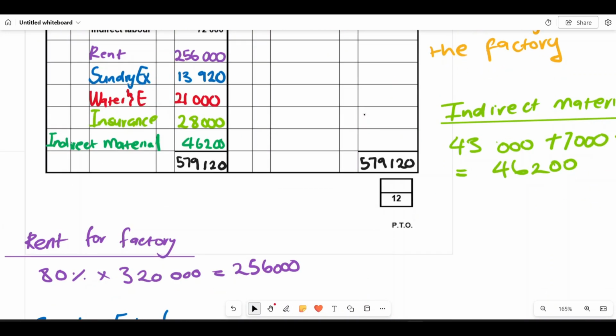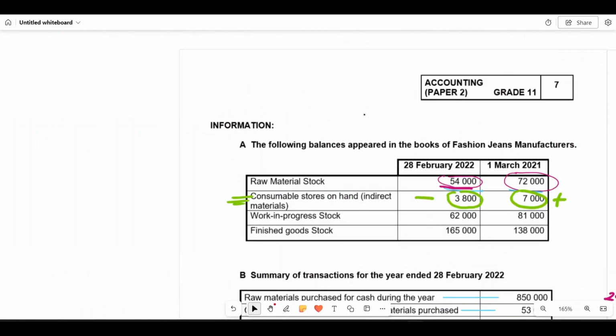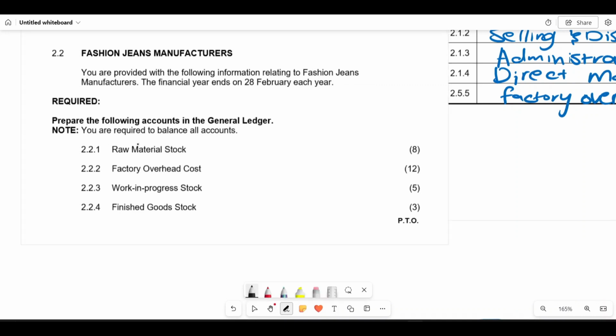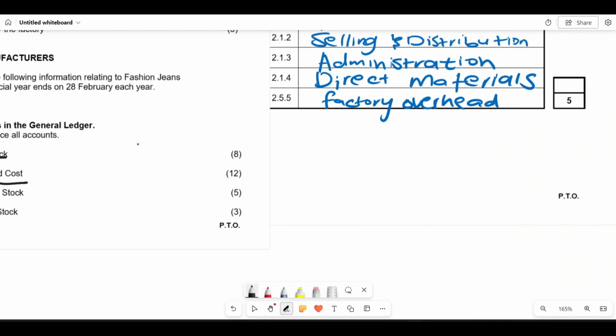Now, let us move on to the next account that they want us to prepare. Let me see in accordance to the question. So we are done with the raw materials account. We are done with the factory overhead. We are left with these two accounts, your work in progress as well as your finished goods stock, right? So now let us go to the work in progress account.